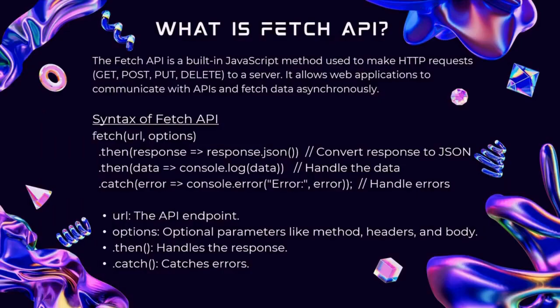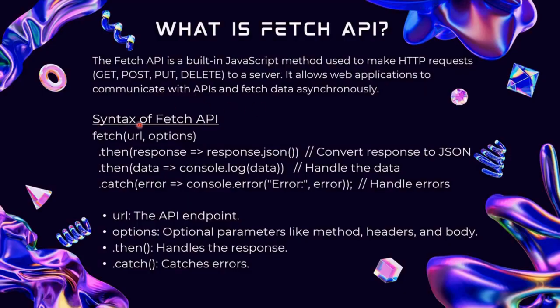What is Fetch API? Fetch API is a built-in JavaScript method used to make HTTP requests, get, post, put, delete, to a server. It allows web applications to communicate with APIs and fetch data asynchronously.